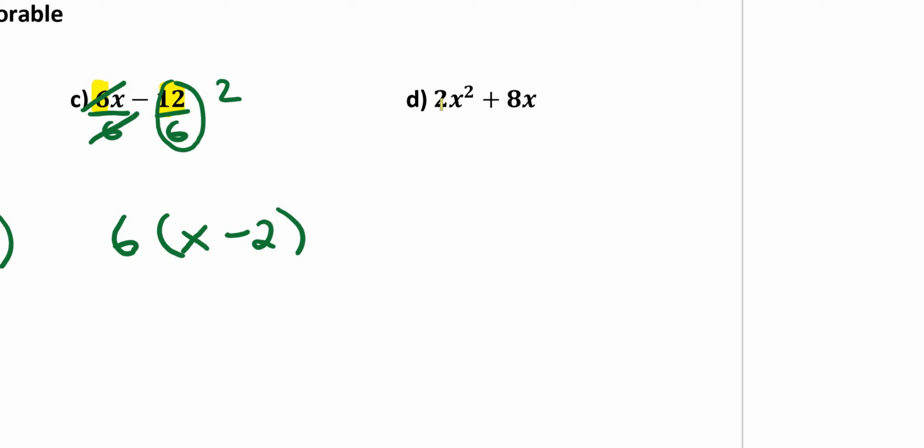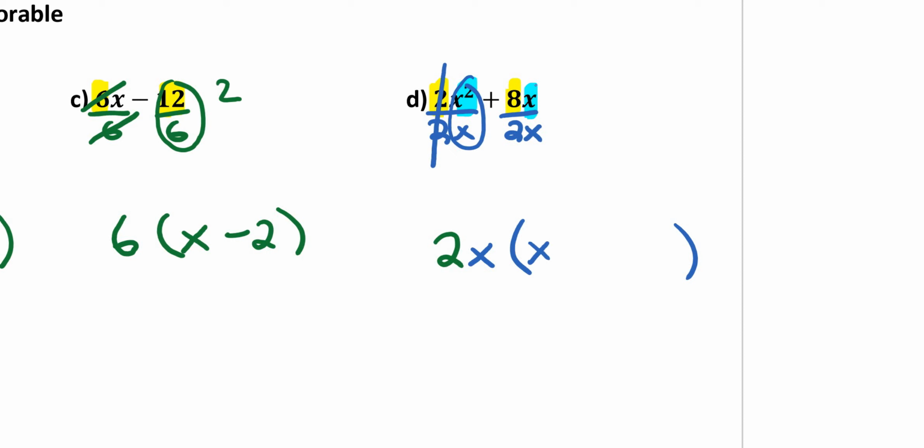Moving on to letter D, here's my 2 and here's my 8. The biggest number that divides 2 and 8 at the same time is the number 2. And then let's take a look at the variables here, which is smaller, x squared or a single x? Well, the single x is smaller, so that is my GCF, the 2x. And then I divide each term by the GCF and then just do the math here. The 2's cancel, x squared over x is a single x. These x's cancel, 8 divided by 2 is going to be 4. So 2x times x plus 4.